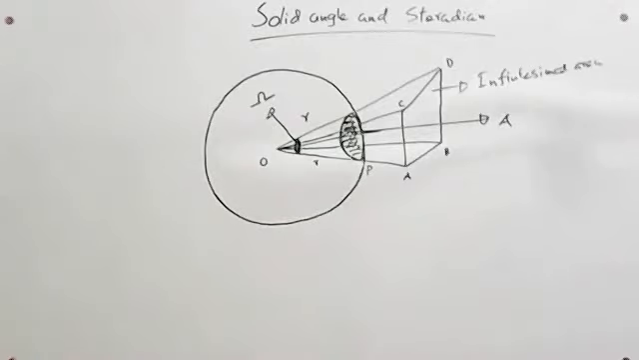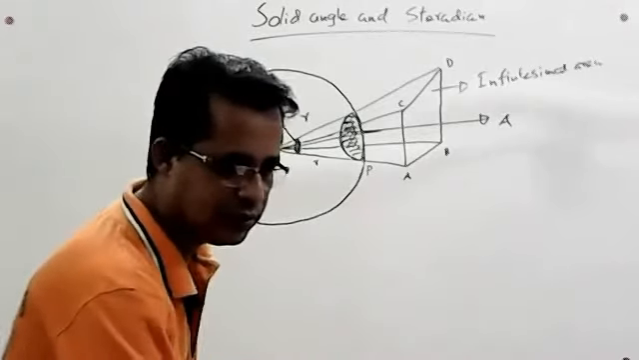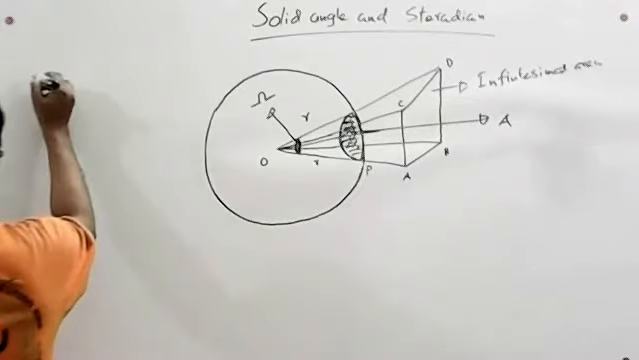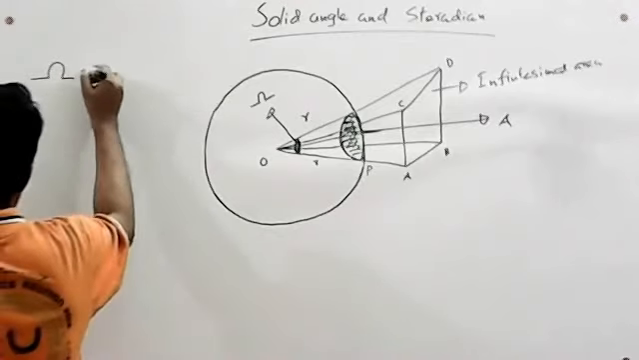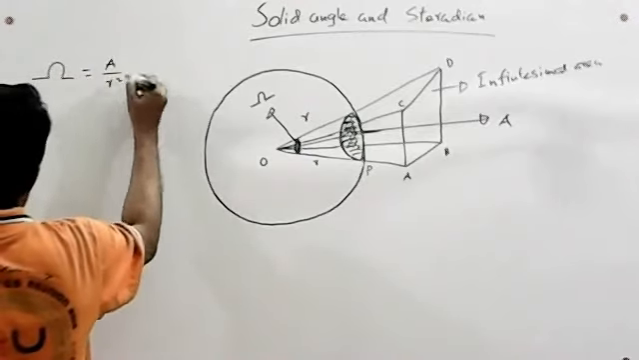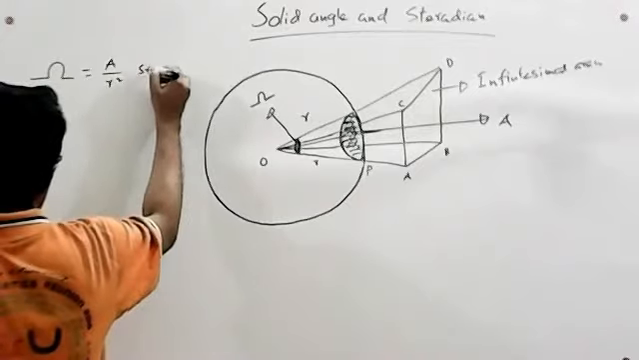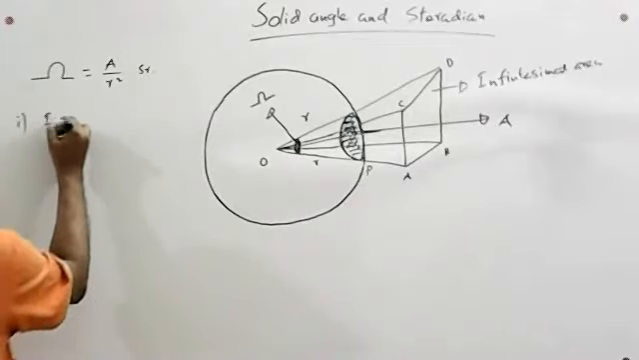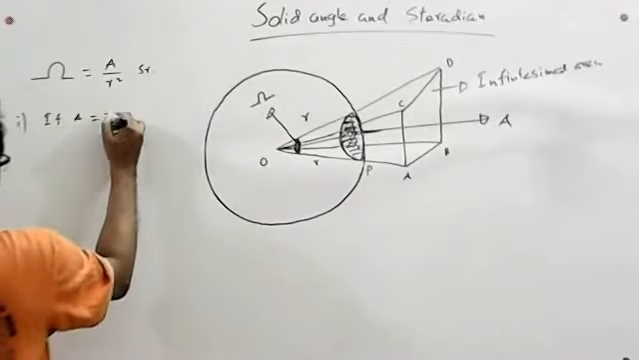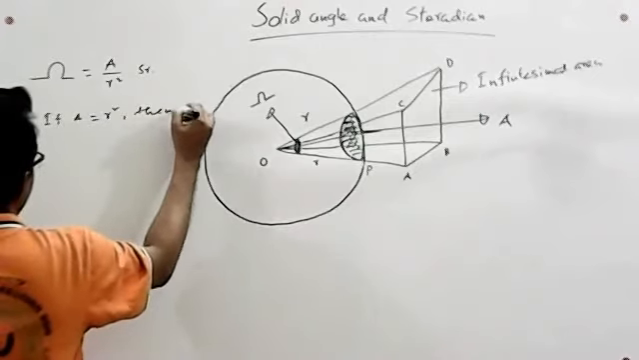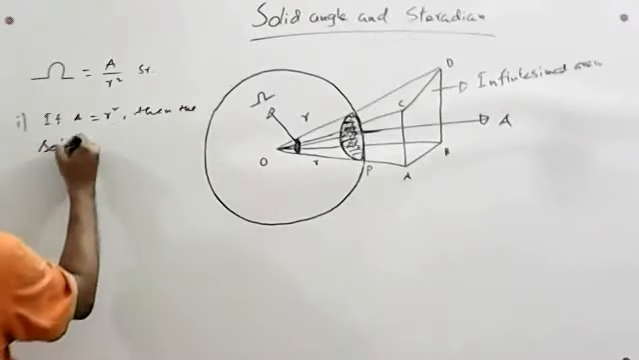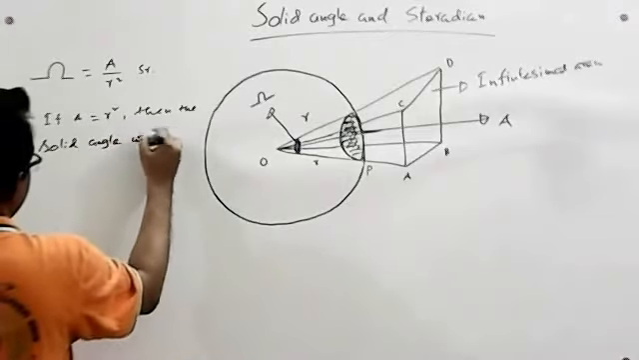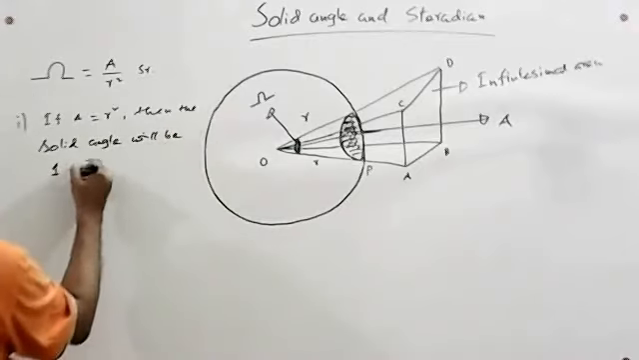Now we are going to calculate some special cases from the definition of solid angle. We know that solid angle omega is equal to A over r square, and its unit is steradian. If A equals r square, then the solid angle from this definition will be one steradian.